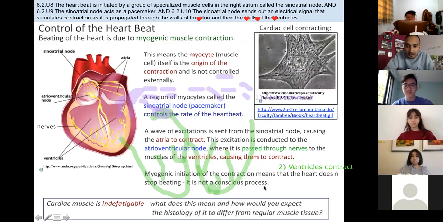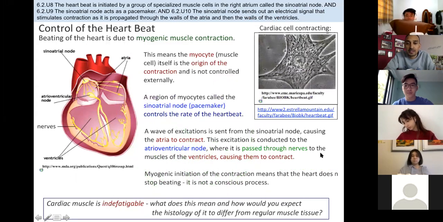Oh, yes. It's important to note here that one of the nice things about this is you don't have to think about it, right? There's no need for the brain to send a signal down. This will just happen on its own, right? Heart just beats.